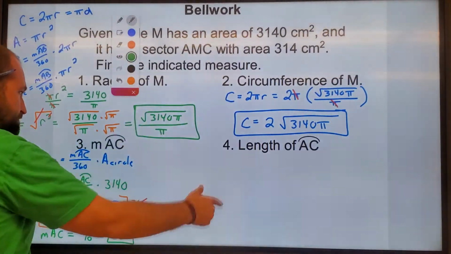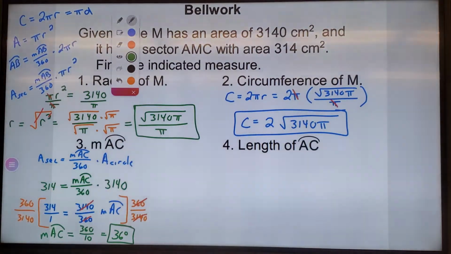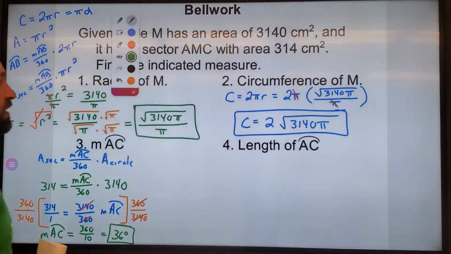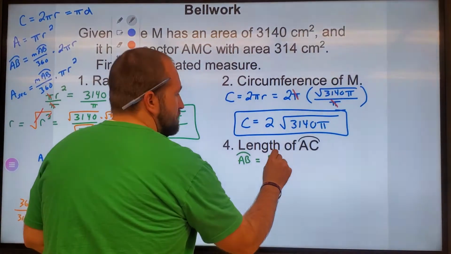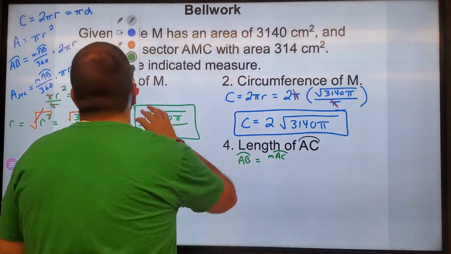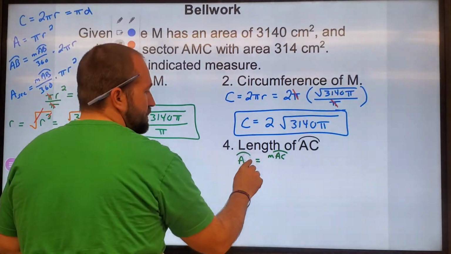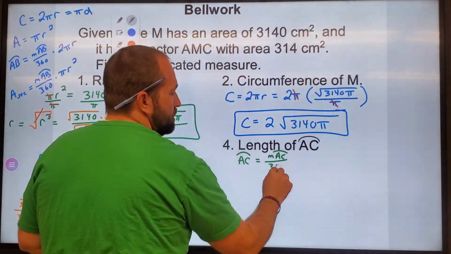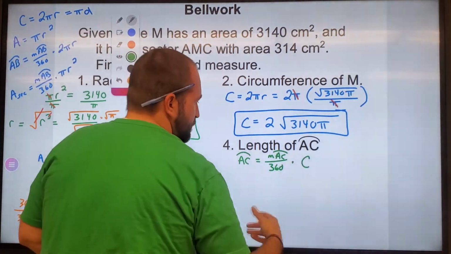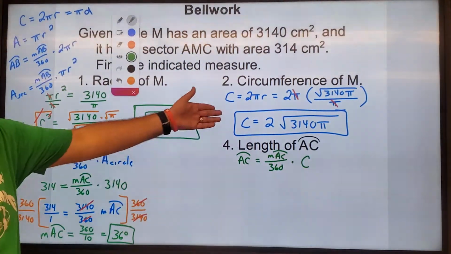Number 4, again, now I'm looking for the length of AC. So I'm going to plug into this equation now for the length. And I know now the measure of AB is 36, so I'm looking for this portion. But I know this, and I know the circumference. So now I'm going to plug in: the length is the measure of AC over 360 times, and again, I'm just going to put circumference because we already know the circumference as a whole. It's right above it.